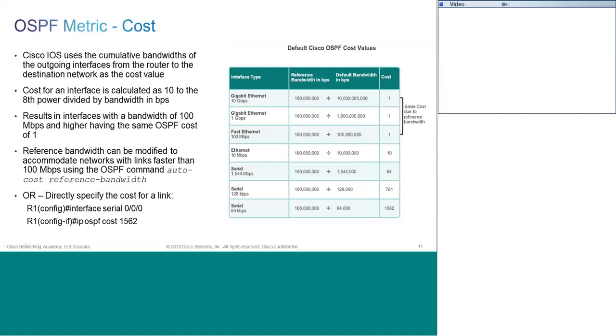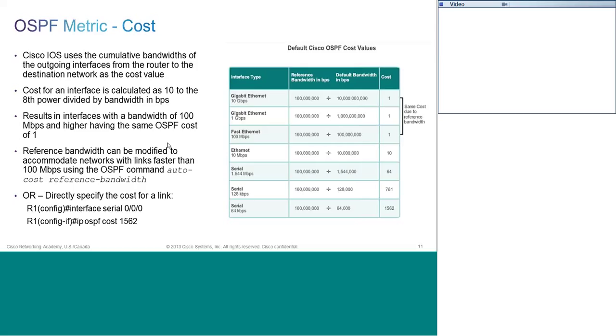Notice that fast Ethernet, gigabit Ethernet, and 10 gigabit Ethernet all share the same cost because the OSPF cost value must be an integer. Consequently, because the default reference bandwidth is set to 100 megabits per second, all links that are faster than fast Ethernet also have a cost of 1.